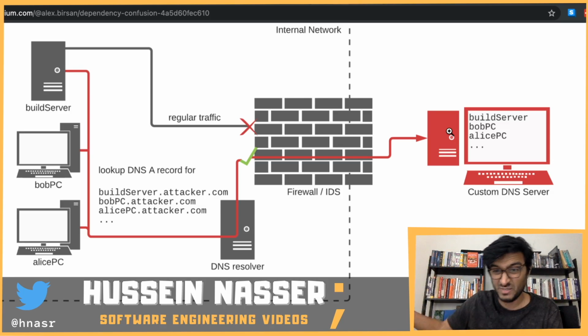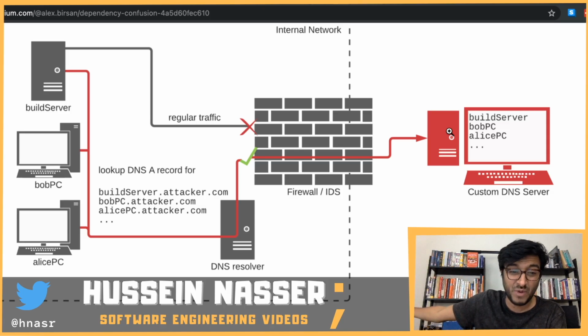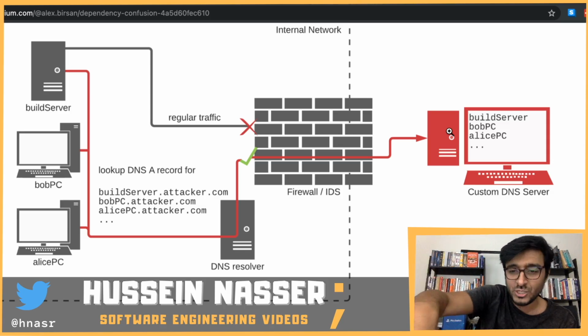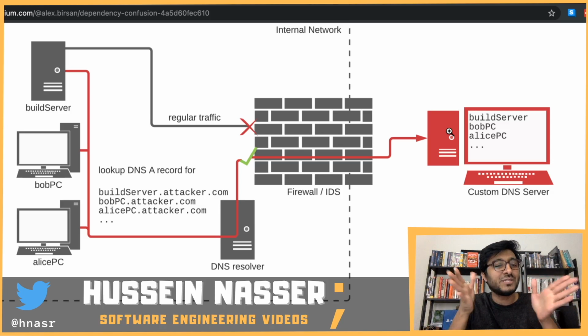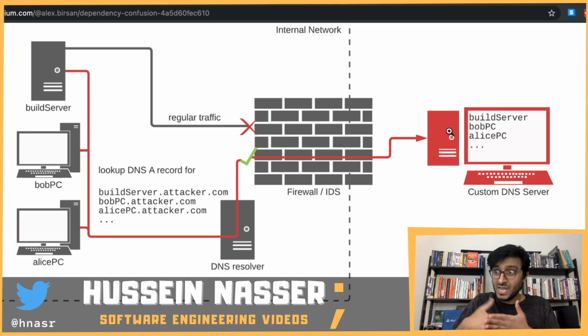None of them know an answer because guess what? There's nothing called bobpc.attacker.com. Who is the authoritative server for attacker.com? That's you, the nasty custom DNS server. So you eventually receive that request, and obviously you don't have the IP address. All you're going to do is log the fact that someone made a query to bobpc.attacker.com. That means there is a PC named bobpc, and you save it.